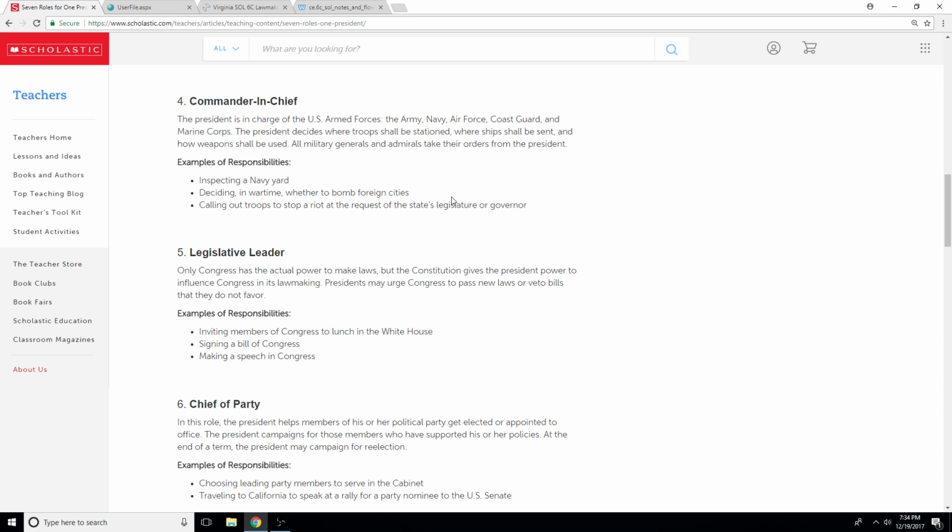We got the legislative leader. This is the one where he does anything with Congress. You can see Congress, Congress, Congress. It's mentioned 3 times in this short little Scholastic thing, and in every single one of the examples. So when he's inviting members, signing a bill, or vetoing a bill, making a speech.